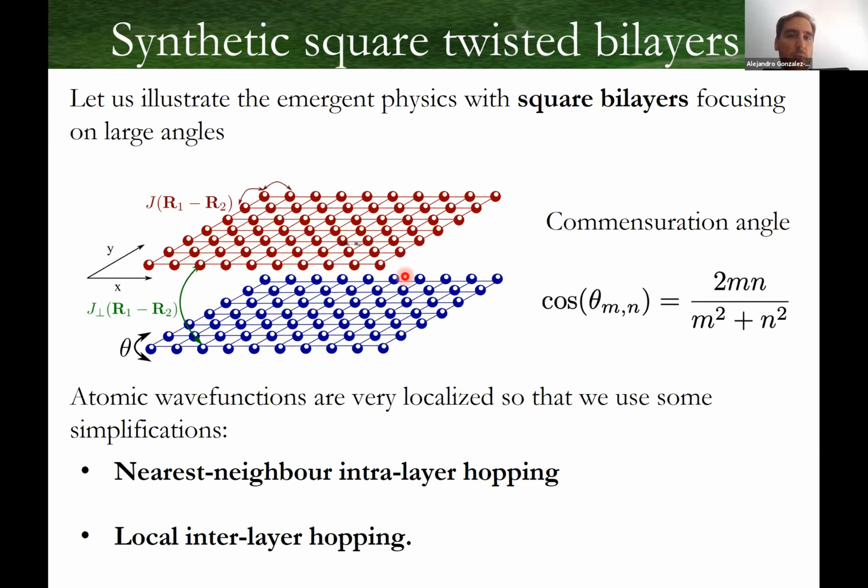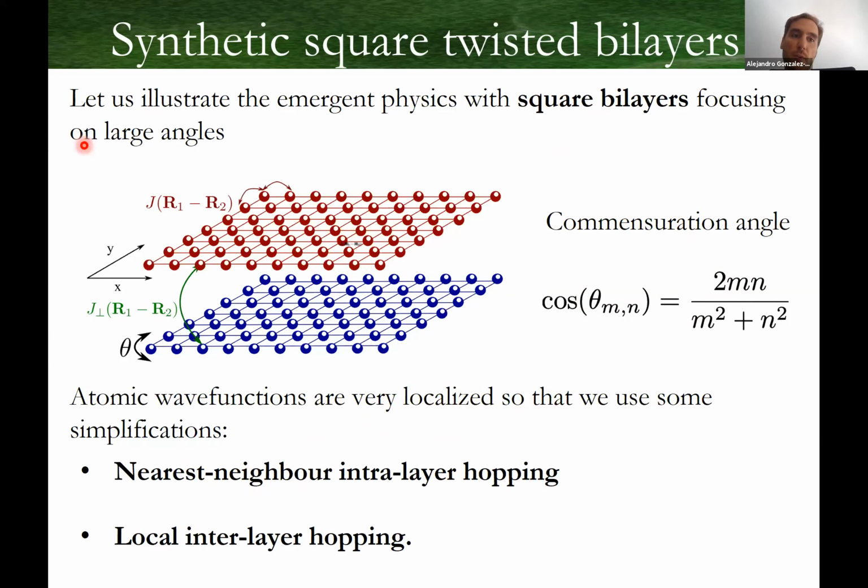And we started illustrating it with the square bilayers, so we don't have a Dirac point here. In these square bilayers, there is a slightly different commensuration angle where these Moiré patterns occur. And we made a simplification in that paper to make the calculations. If you make a very deep lattice, the atomic wave functions are very localized in the minima. And then you can simplify the intra-layer tunneling to nearest neighbor and a local interlayer hopping. I will tell you afterwards what happens if you relax these conditions.